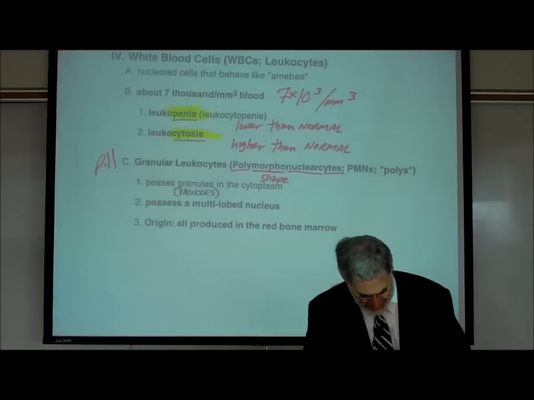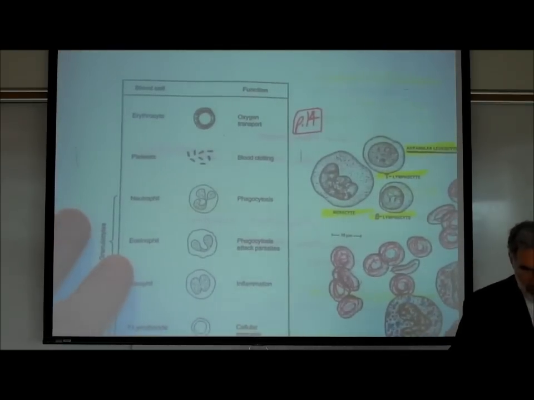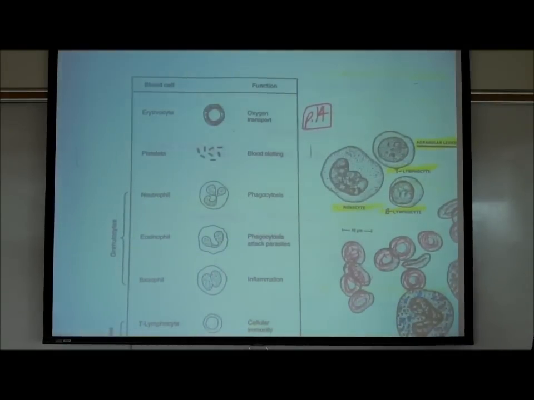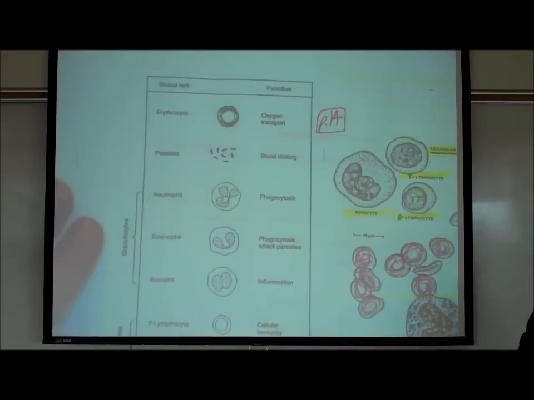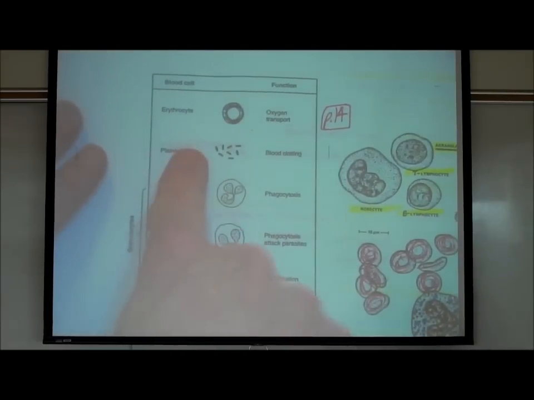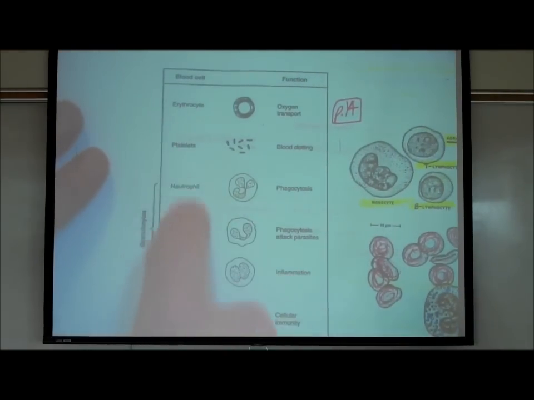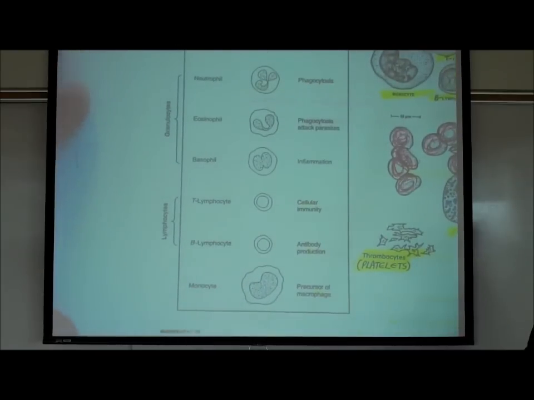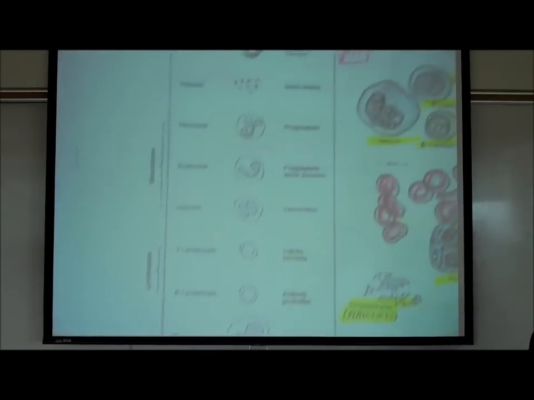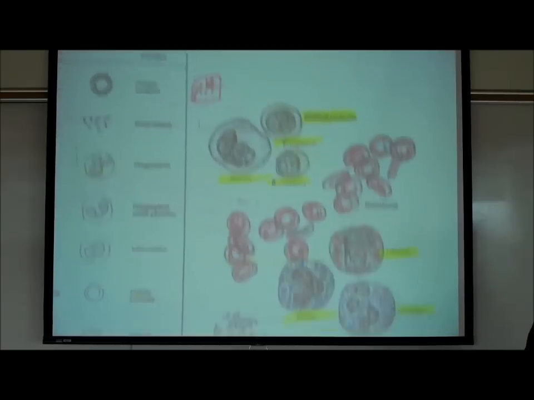Now to help us understand this, let's look at page 14. Page 14. And first off, on the left-hand side of page 14, there's kind of a nice summary chart that summarizes what the function of erythrocytes and platelets and neutrophils and eosinophils and basophils and T lymphocytes and B lymphocytes and monocytes are. But we're going to explain that.